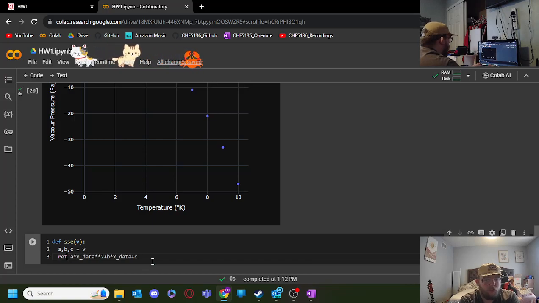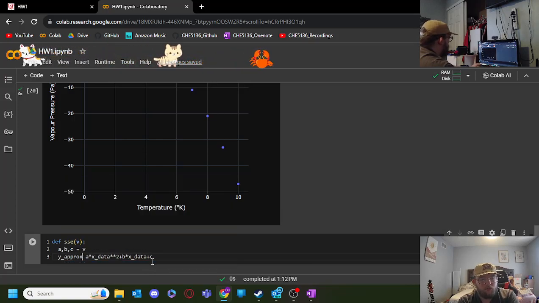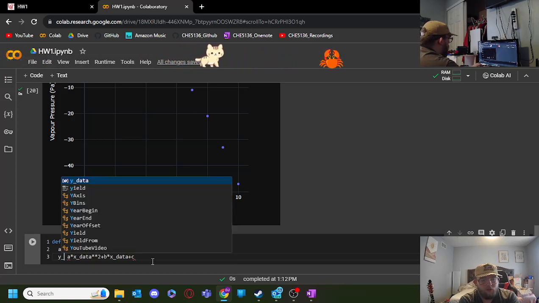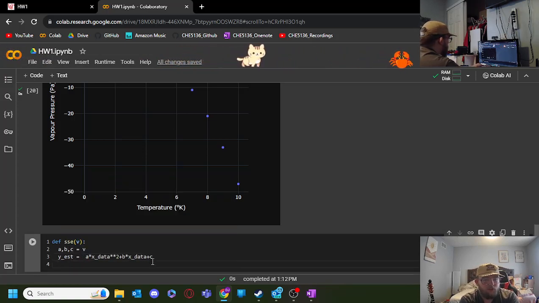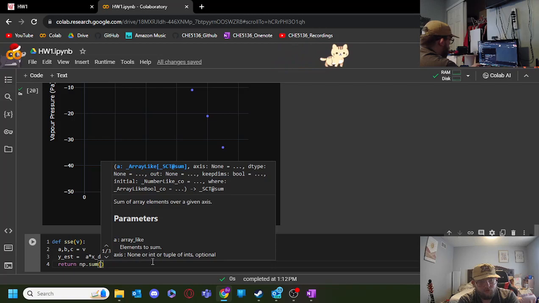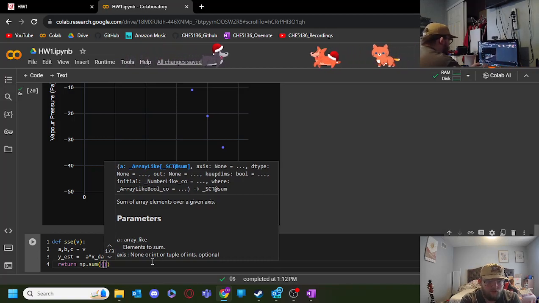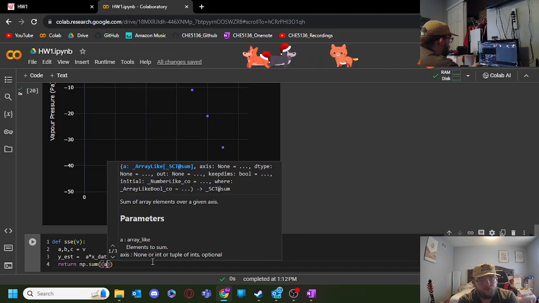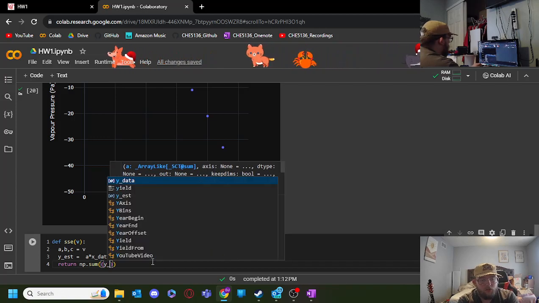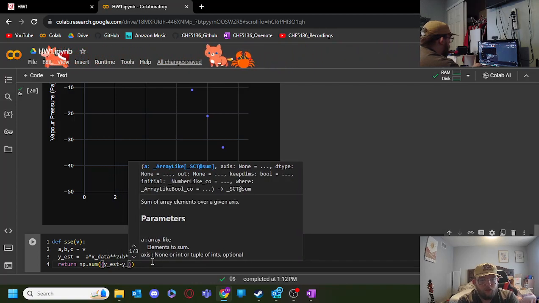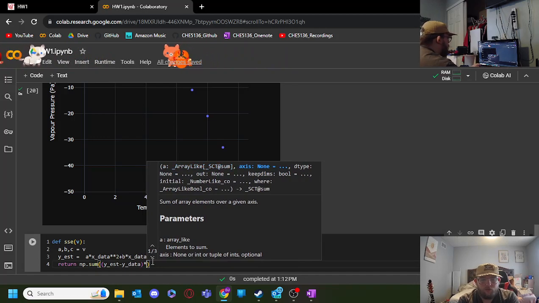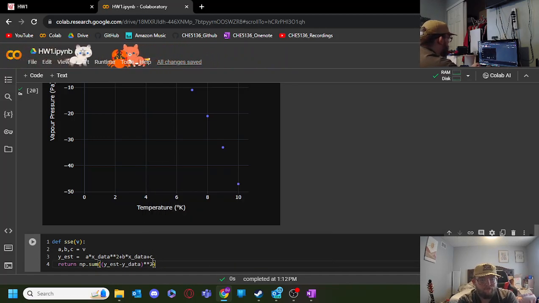And then this is going to be our y approximated. Oh, let's do y estimate. Then what we're going to do is return the sum of all those errors. So we go here and do a minus, y estimate minus y data. I want to square that.